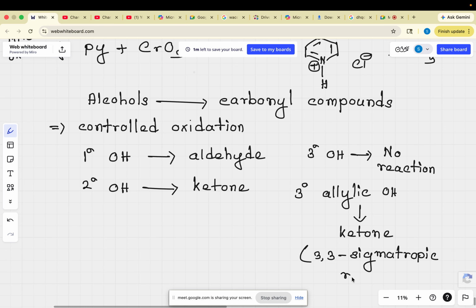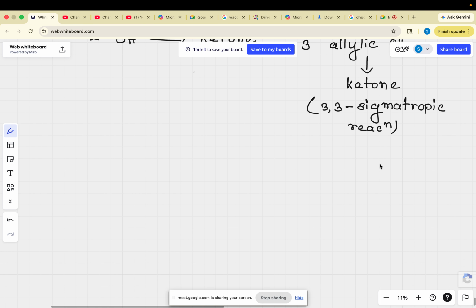So these are the points you have to remember, all of you. If you have primary alcohol, you will get aldehyde. If you have secondary alcohol, you will get ketone. If you have a normal tertiary alcohol, no reaction. But if you have tertiary allylic alcohol, a 3,3 sigmatropic reaction will take place and you will get the ketone compound. Is it clear? Now is my voice clear? Yes. Okay, fine.